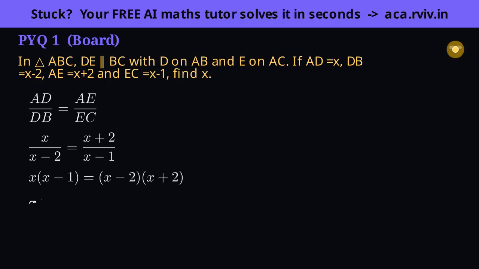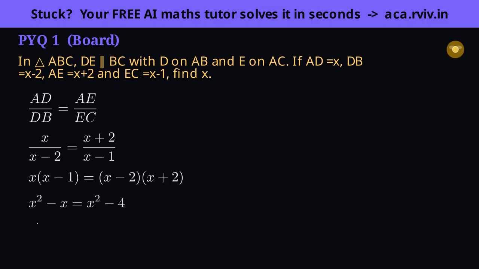Expand both sides. On the left, x squared minus x. On the right, spot the difference of squares pattern, a minus b times a plus b, which gives x squared minus 4. Recognizing that pattern saves a step.